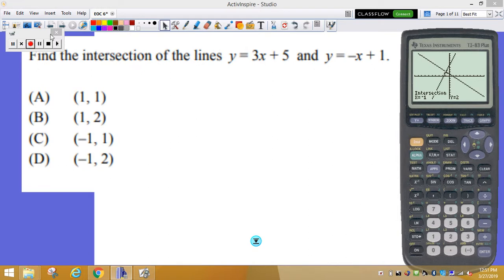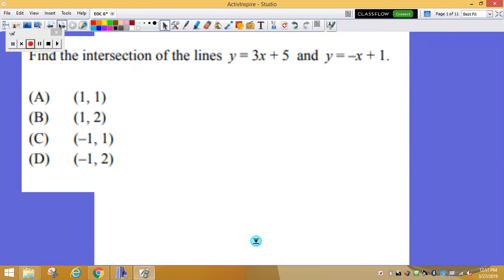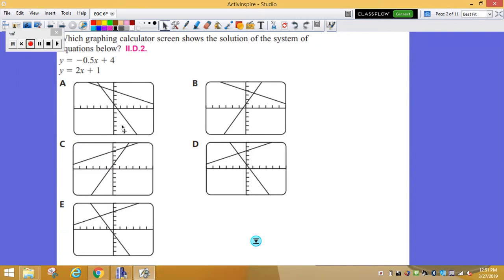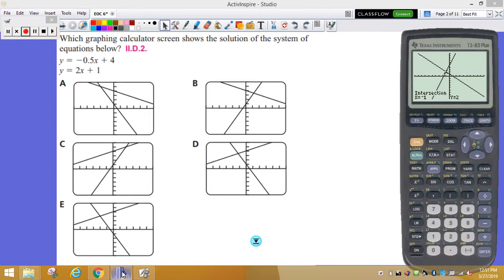Okay? Let's do another one because I know it's a bunch of buttons to press. Okay, this question says which screen could be the solution. So again, we want to go to y equals. We're going to clear these out. And let's type in the two equations. Negative 0.5x plus 4 and 2x plus 1. And let's graph.